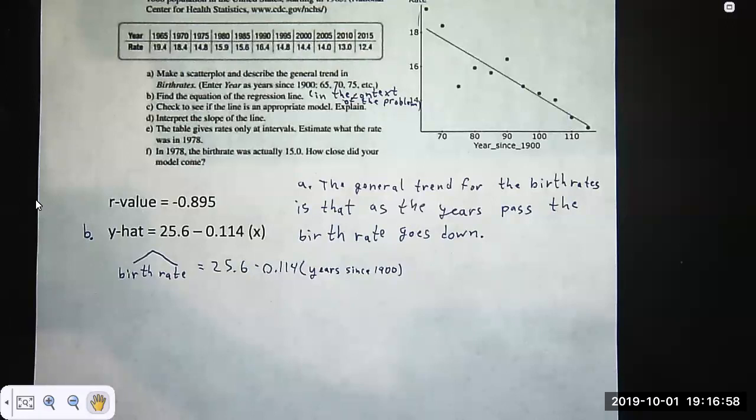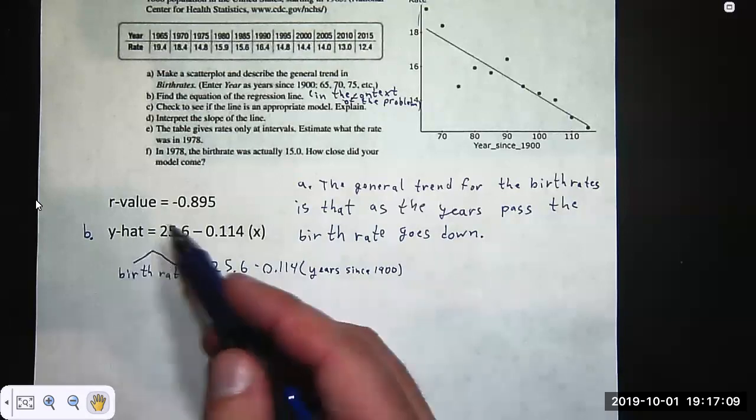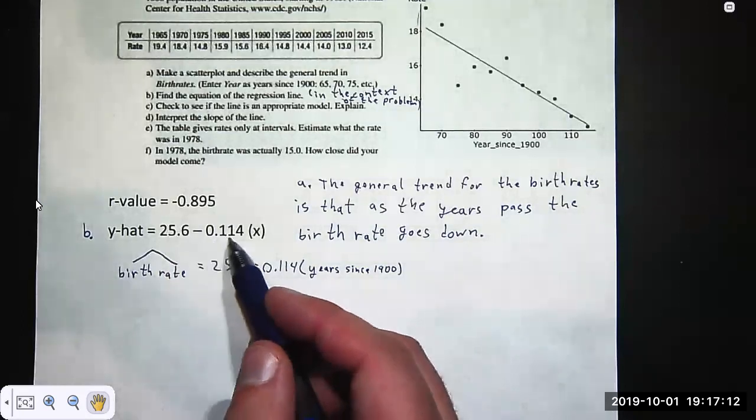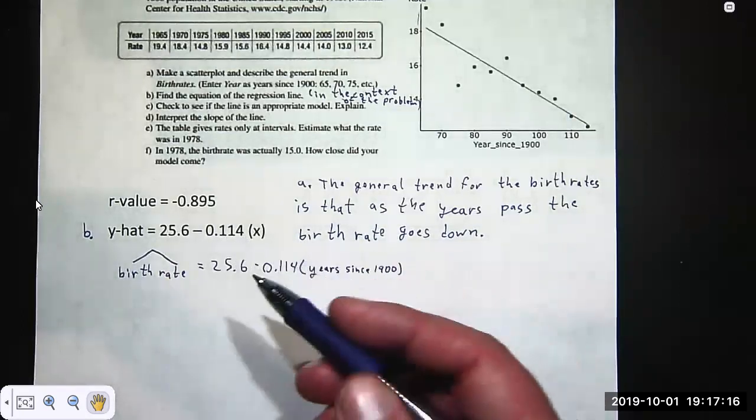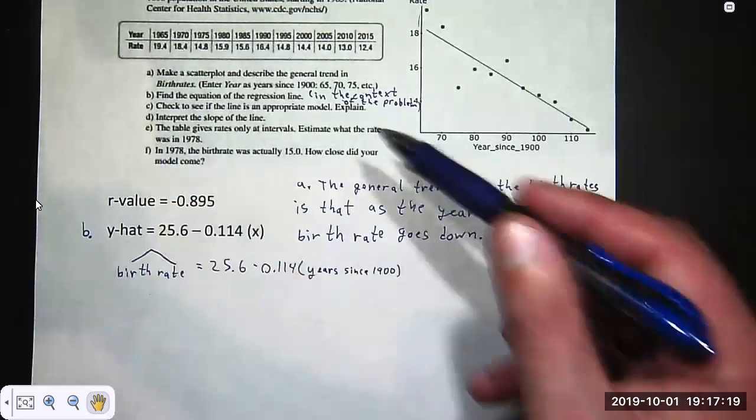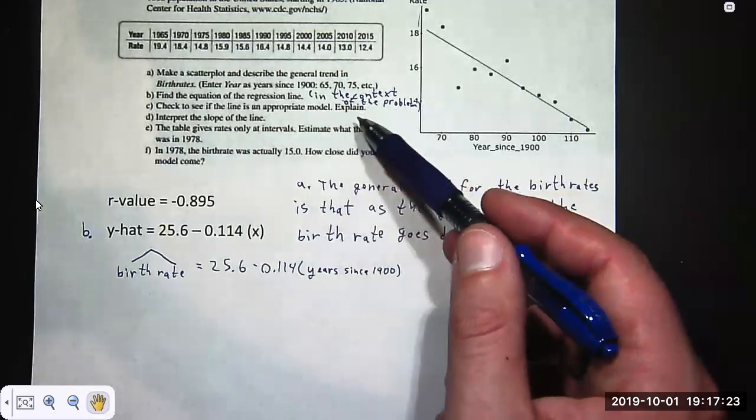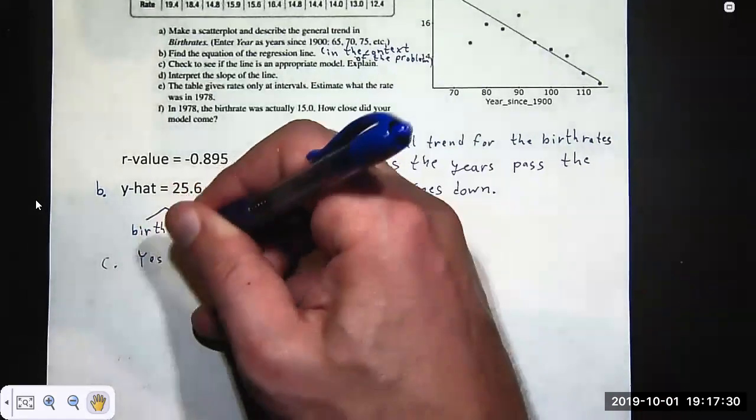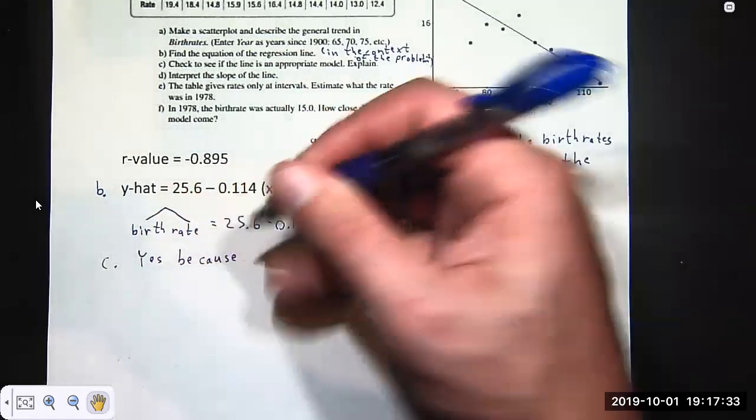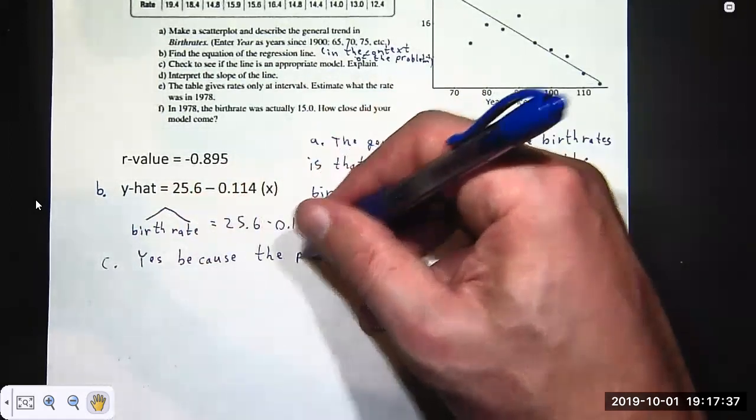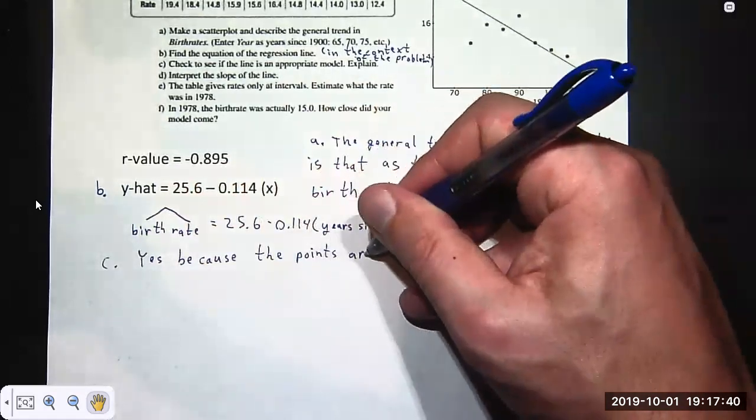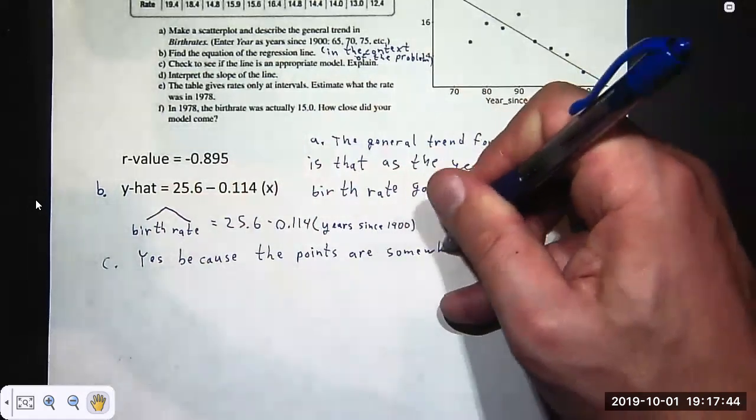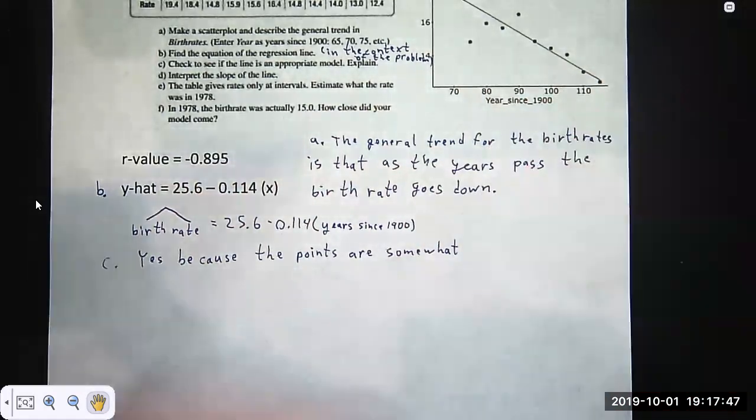Yes. Sometimes they may just give you the slope and the y-intercept, and you've got to piece it together. So the y-intercept is 25.6. The slope is 0.114. And of course, there are units along with that. So let's just work down the line here. So C, is it appropriate? Yes, because the points have a somewhat linear pattern.